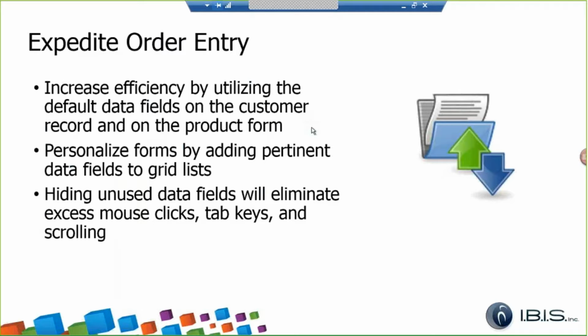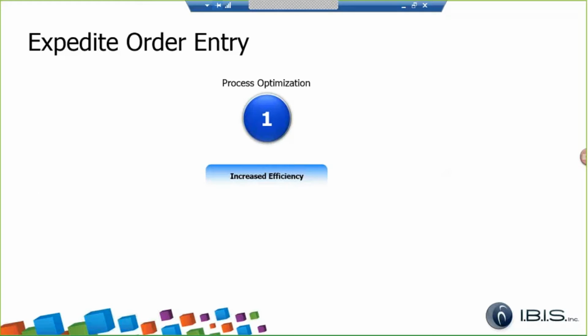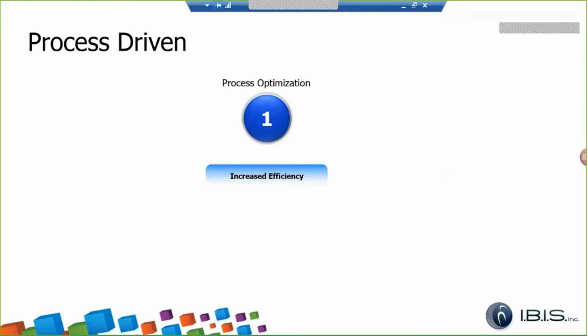Another thing that you could do would be personalizing forms. You can actually move fields around, add fields, and remove fields so that you're only seeing what's pertinent to you. This will help you focus on specific information and also expedite the order entry process. So what does this do? This sales process and sales process optimization will increase efficiency across the board. It will let everyone know from marketing through the sales organization where we're at in the process and what the likelihood is of us closing the opportunity with a win.